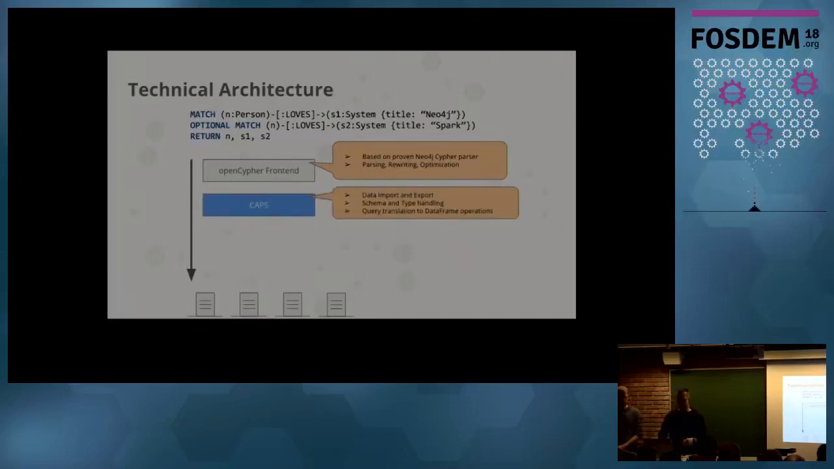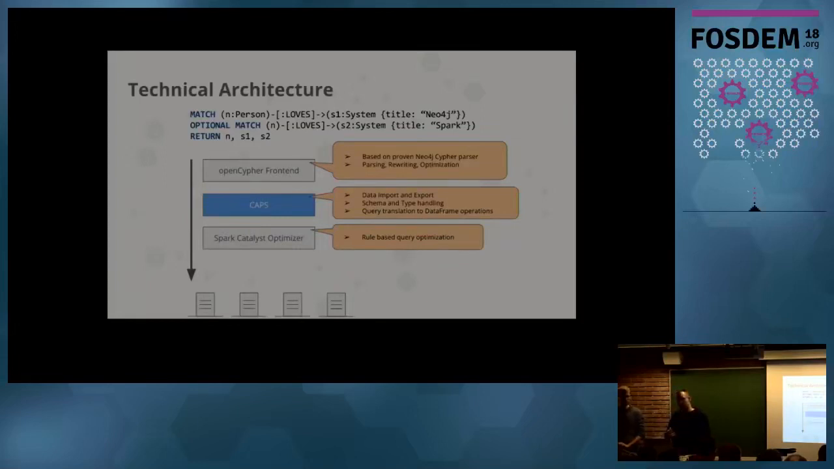And it does all the parsing, rewriting of the query, and some algebraic optimization. Then there's CAPS. CAPS is mainly used to translate the AST, the abstract syntax tree, into something that can be executed on data frames, which is the abstraction that Spark gives you. So it's basically a translator between those two things. And it also gives you the ability to import data, of course, export data. And we also have schema and type handling because, as you might know, data frames have a fixed schema, and a Neo4j or property graph in general doesn't have a fixed schema. So there needs to be some handling between those two worlds, which I will explain later a bit.